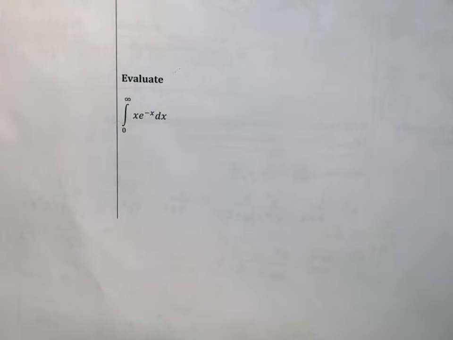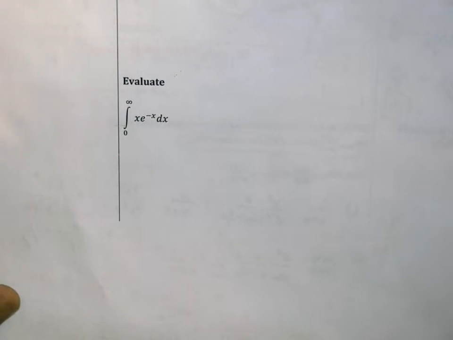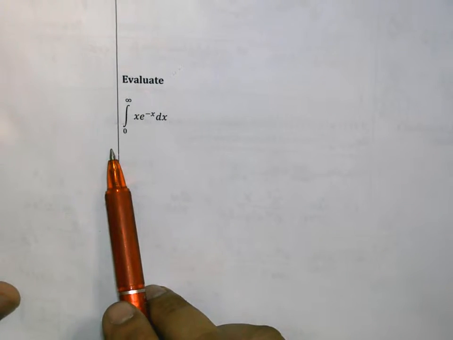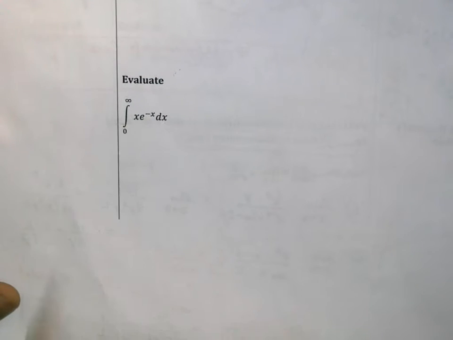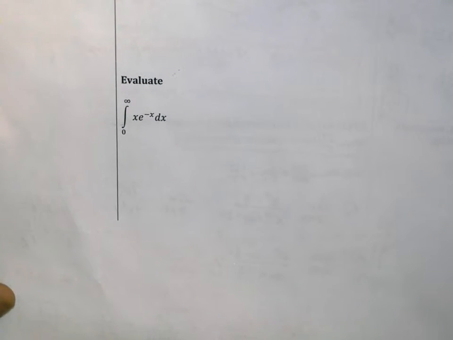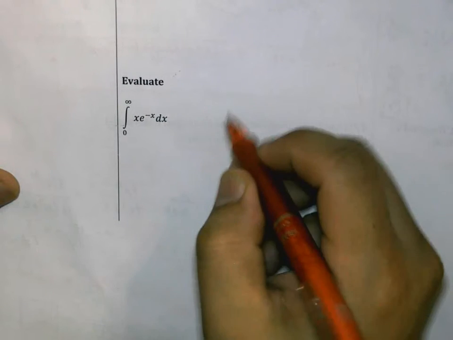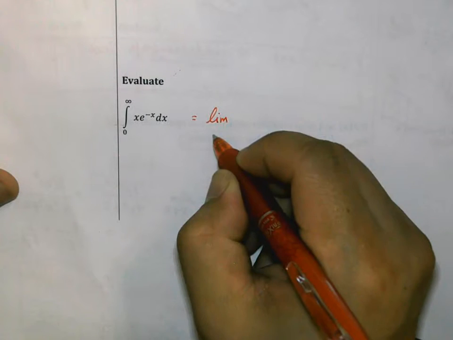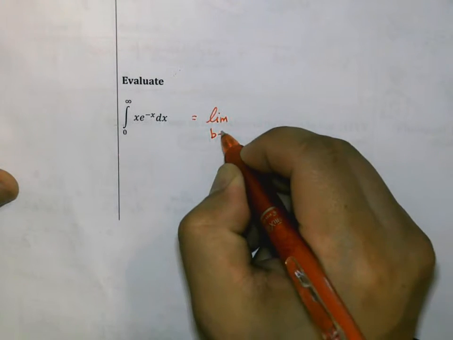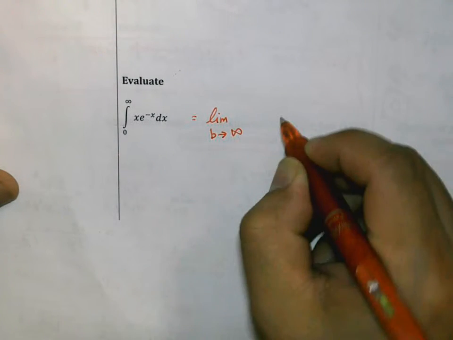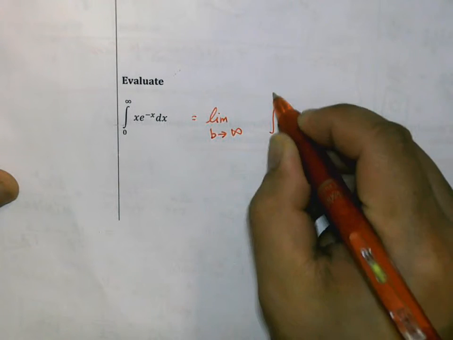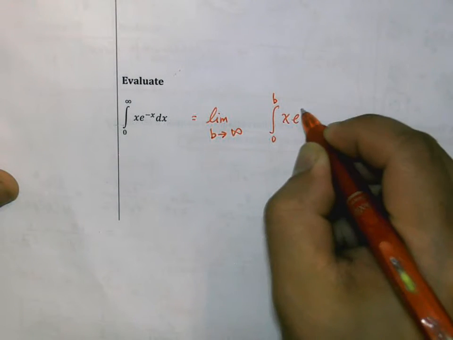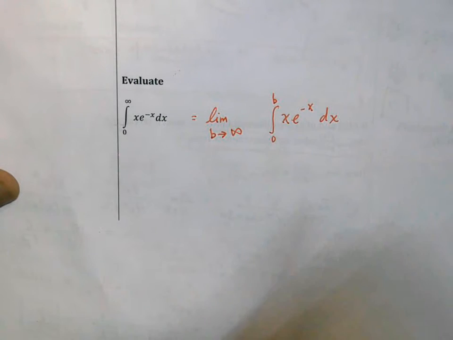We end up with one more example here of improper integrals, and we're going to evaluate this one from 0 to infinity of x e to the negative x. And as before, we are going to take the limit as b, or whatever variable you'd like, approaches infinity of the integral from 0 to b of x e to the negative x dx.